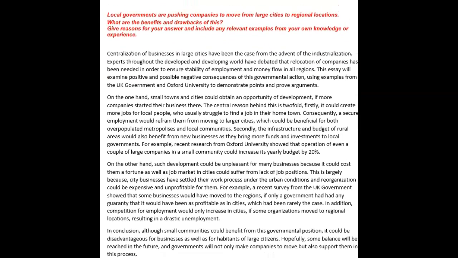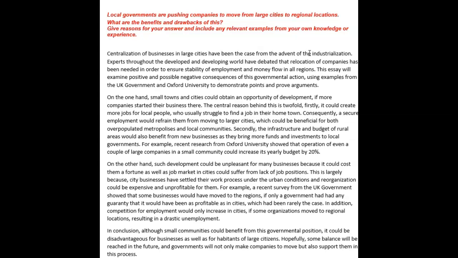Task 2. Okay. This is local governments moving to regional locations. Let's see what you said. Centralization of businesses in large cities. Okay, let's fix the grammar. The centralization of. Why? Because it's the of something. So the centralization of businesses in large cities has been the case. Why? Because centralization is your subject. Has been the case from the advent of industrialization. Here, note the. Okay?